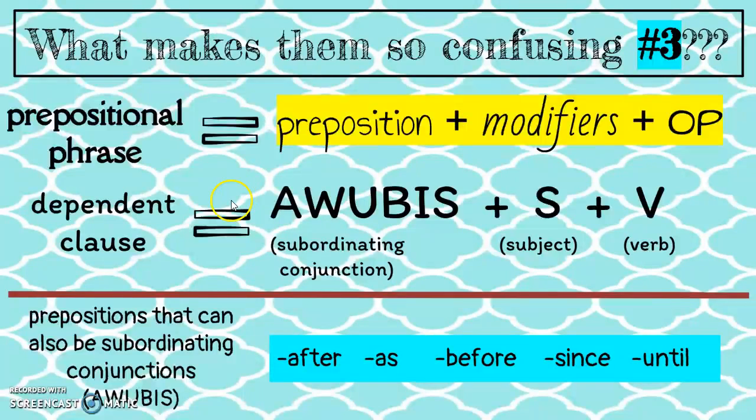Something to note, the difference between a phrase and a clause. A phrase doesn't have both a subject and a verb, but a clause will, whether it's independent or dependent. A clause has both a subject and a verb. So some of our common subordinating conjunctions, these are the same ones that I have marked on the list on the previous page.